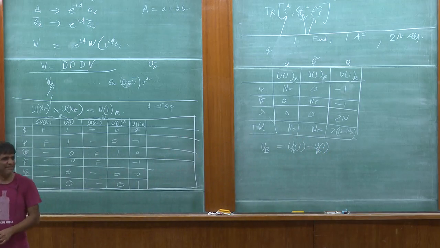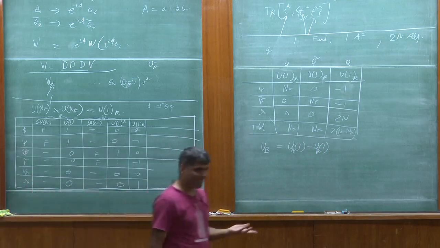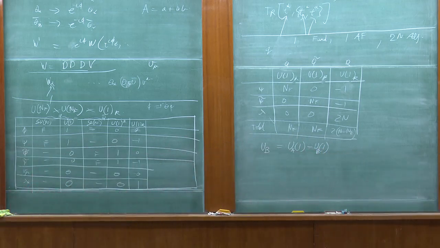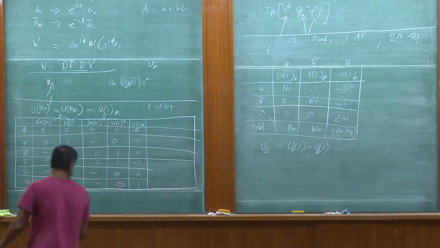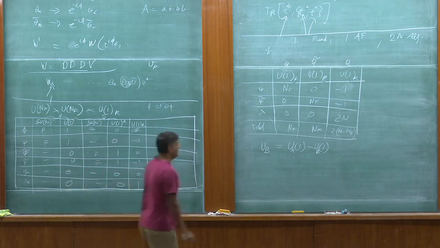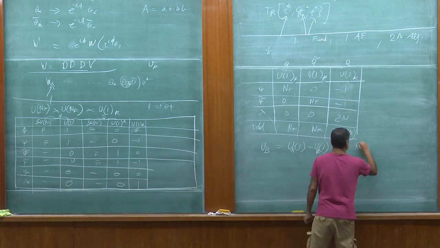Every charge, the currents are the current for U1A minus the current for U1B. The charges are charges for U1A minus U1B, a new basis in the space of U1 symmetries. Nobody can stop me. If I do that, you see that the two NFs cancel. So this guy is non-anomalous.